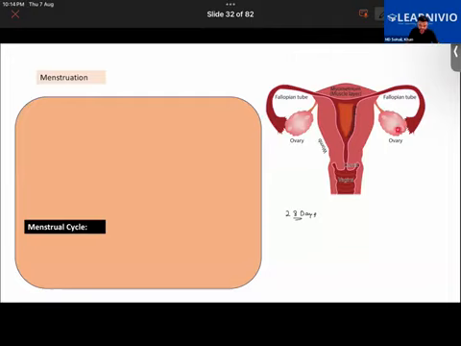Either this one can form, or this one can form. Both of them are capable of producing the ovum. So either this one can release, or this one can release. Sir, what if in the video the sperm went through both of the sides? No, it's not possible that it will go through both the sides. It will only go towards that fallopian tube in which the egg is present.